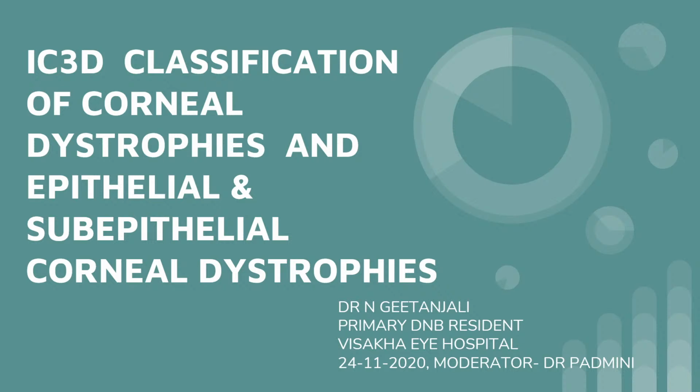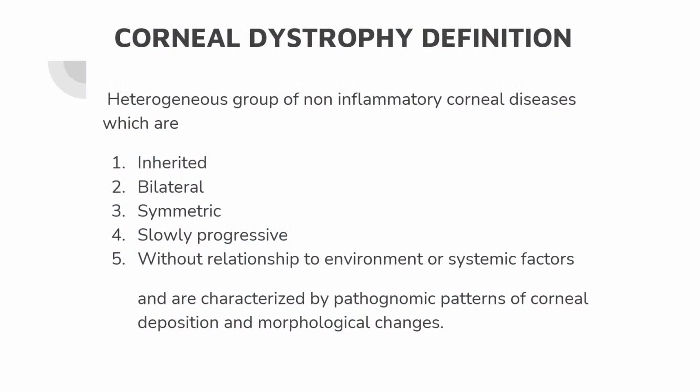Today I would like to present about IC3D classification of corneal dystrophy and epithelial and subepithelial corneal dystrophies. What is corneal dystrophy? Corneal dystrophies are a heterogeneous group of non-inflammatory corneal diseases which are inherited, bilateral, symmetric, slowly progressive, without relationship to environment or systemic factors, and are characterized by pathognomonic patterns of corneal deposition and morphological changes.